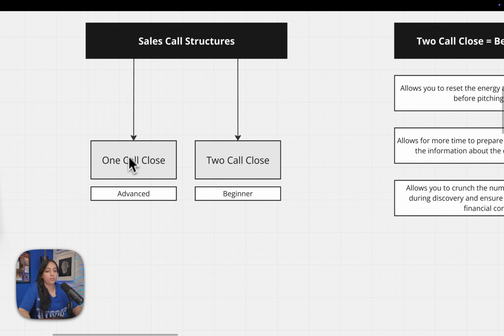But in my opinion, if you're a beginner agency owner, I suggest that you stay away from the one-call close unless you get a little bit more experience, especially since such a technical space in the industry often requires more explanations and demonstrations. As you would assume, the two-call close structure splits the sales call into two separate calls. The first call is focused on the discovery and really just understanding the needs of the prospect that you're speaking with, particularly around their current manual processes and the pain points artificial intelligence could solve.